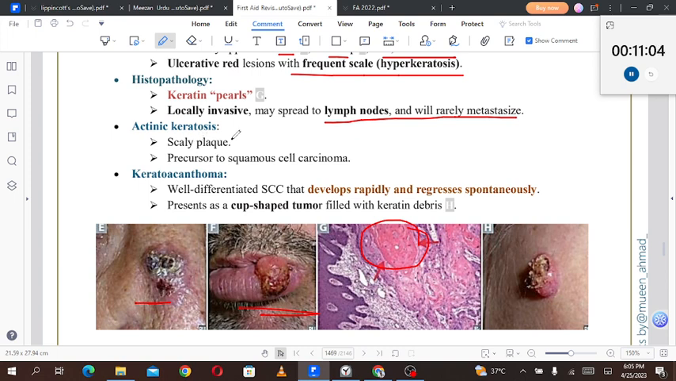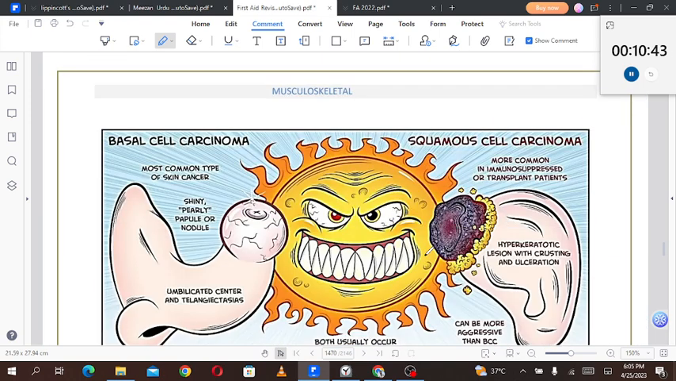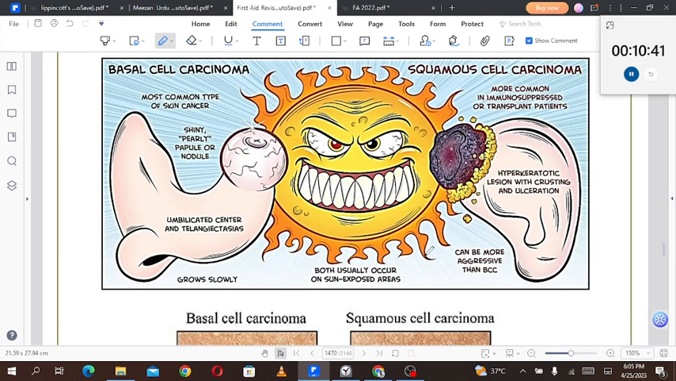Actinic keratosis, scaly plaque, precancerous to squamous cell carcinoma. Keratoacanthoma, well differentiated squamous cell carcinoma that develops rapidly and regresses spontaneously. This is the keratoacanthoma. It presents with a cup-shaped tumor filled with keratin debris. So this is a cup-shaped tumor filled with keratin debris that regresses spontaneously. Then here is the difference between basal cell carcinoma and squamous cell carcinoma.